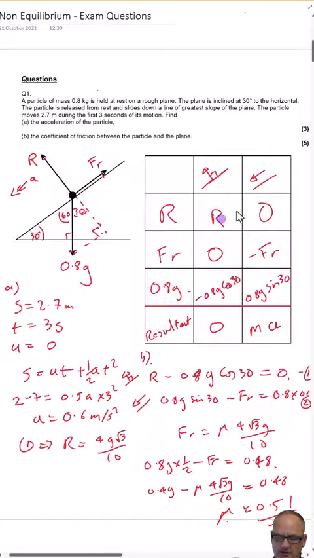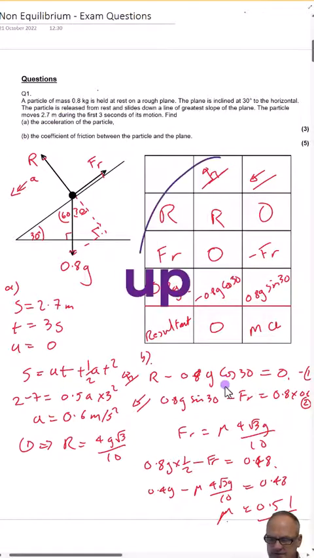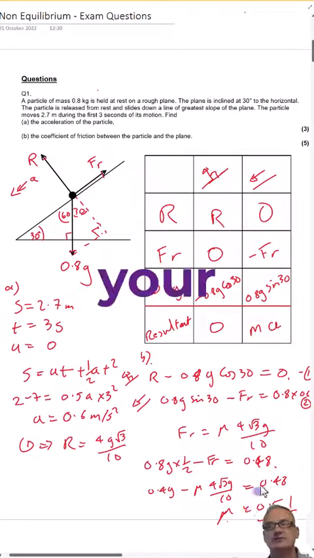So remember: draw a diagram, set up your model, write out your equations, substitute in, and get your answer.